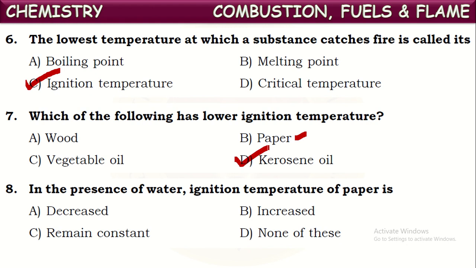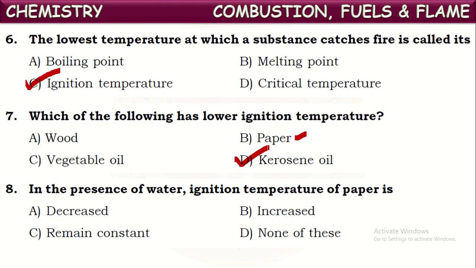Even though we continue heating, it won't catch fire because the temperature given in the form of flame is taken and absorbed by the water present in the paper cup. So by this, the ignition temperature of the paper increased. Even though it is continuously heated, it won't catch fire because its ignition temperature is increased. Till it reaches its ignition temperature, it won't catch fire.